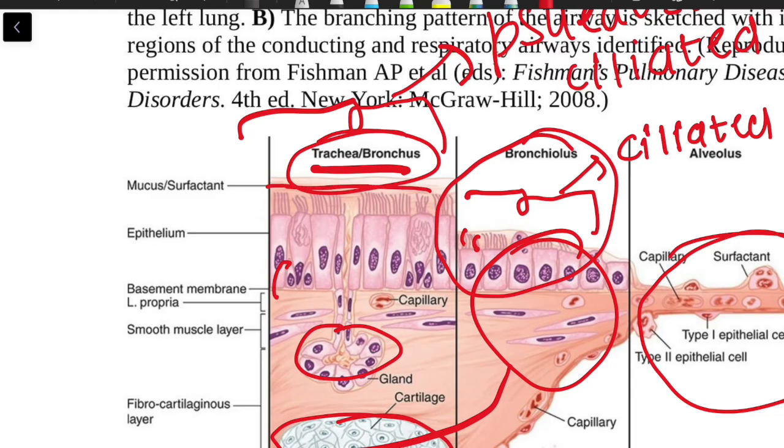There is a layer of thick mucus which is secreted by the submucosal glands, and also a layer of smooth muscle, and a fibrocartilaginous layer. The cartilaginous layer gives elasticity to the trachea and bronchus. That is required, because these structures have to be tough. And the smooth muscle provides bronchoconstriction, so that we can control the amount of air which is going in and out of our body.